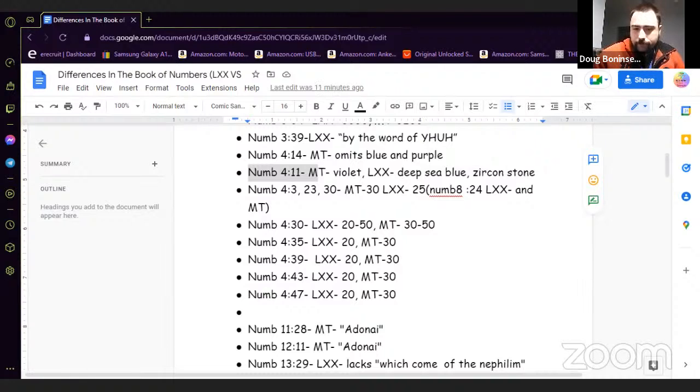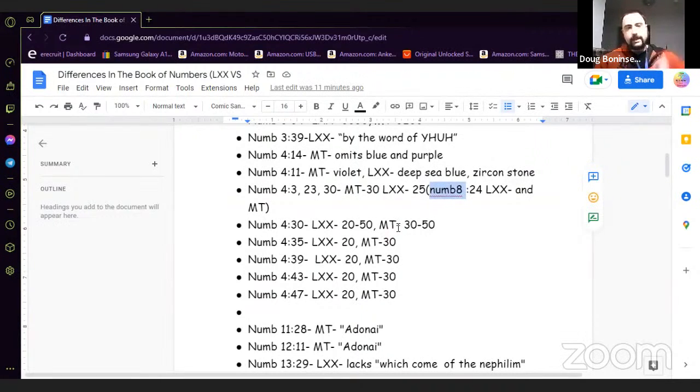Anyway, moving on, I don't want to focus too much time on that. We've got a couple others here: Numbers 4:3, verse 23 and 30. In these three verses, the Masoretic text has the number 30, and the LXX has 25.